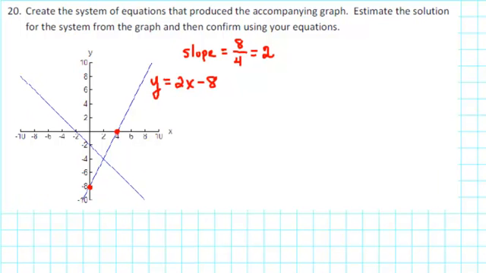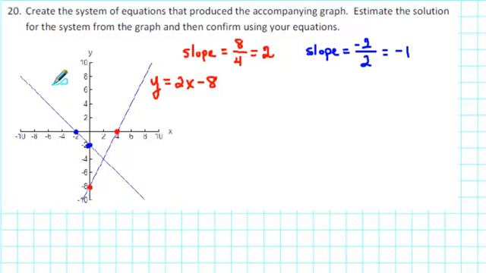Now let's find the equation of the decreasing line. Notice that the x-intercept is -2 and the y-intercept is also -2. So to find the slope, we start at one point and move to the next. If we start at the x-intercept, we need to go down 2. So our rise is -2. And then over to the right 2 units. So the run is 2. And -2 divided by 2 is equal to -1.